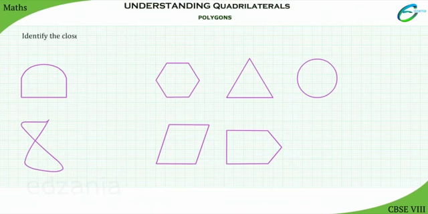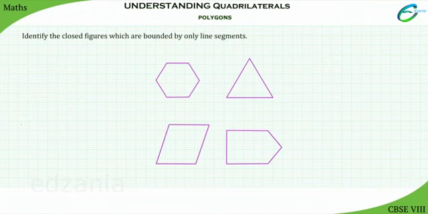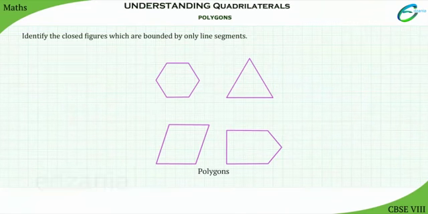Now identify the closed figures which are bounded by only line segments. These are the closed figures bounded by only line segments. We call these closed figures polygons. Not only these, there are many more such polygons.